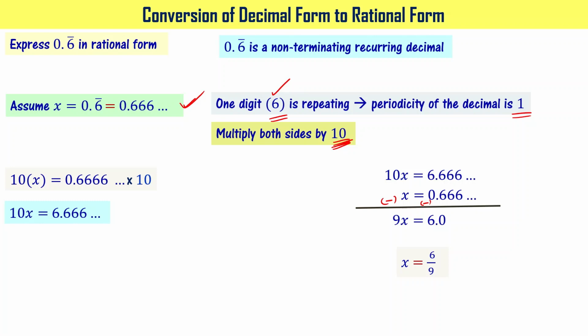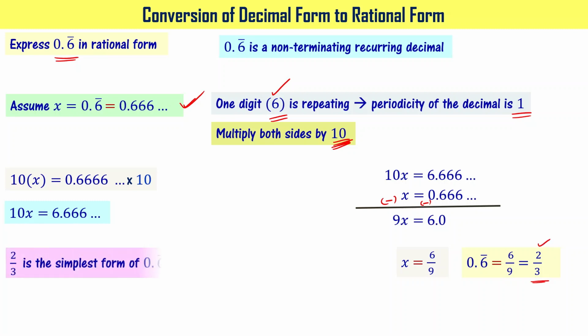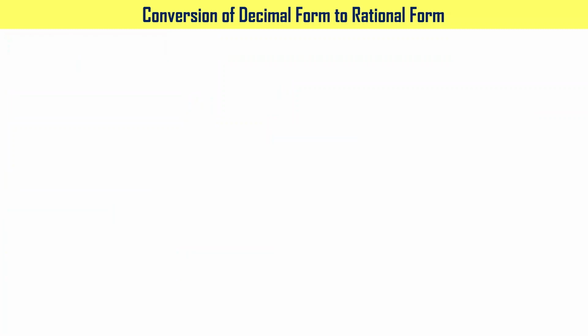This is a rational number. It can be further simplified and written as 2 by 3, right? You remember 2 by 3 is the number we have started with and got 0.6 with overbar on 6 earlier. Now you converted the given decimal number into a rational number, that is 2 by 3. 2 by 3 is the simplest form of 0.66666 and so on, right? Let's take a look at another problem now.